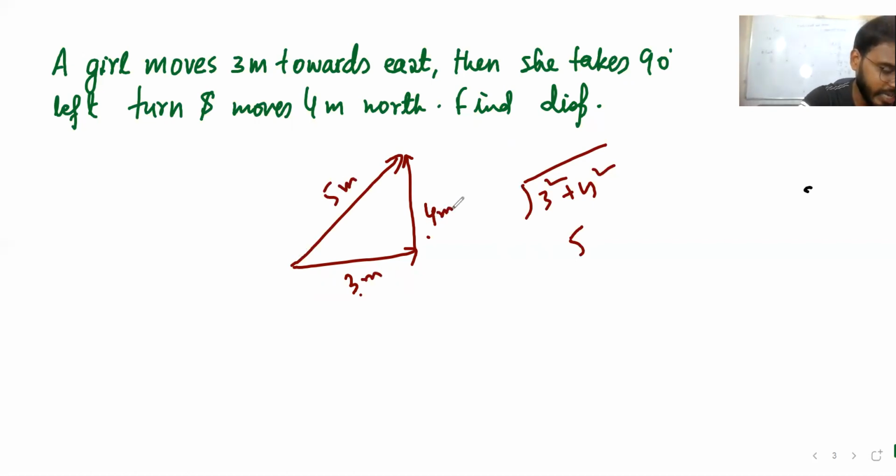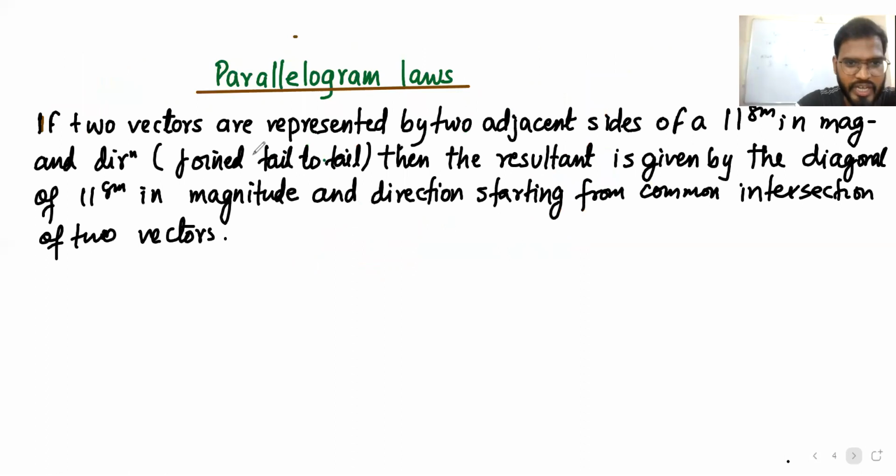Now they are asking, what is the angle? Find the displacement of the girl. So now the angle, if you see here, this is the angle, right? East and north, east and what? East and north is the angle. We can say 5 meters east of north, right? East of what? North. So that is going to be the answer.